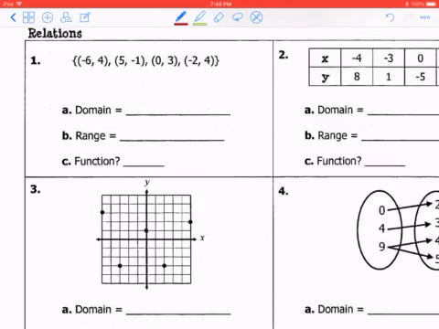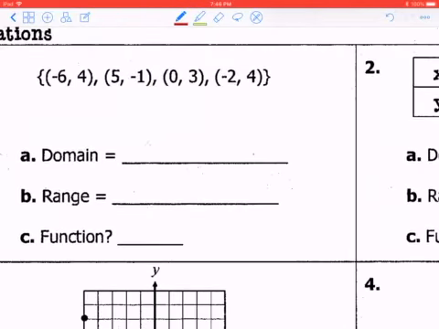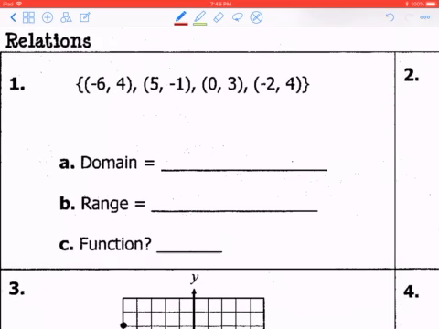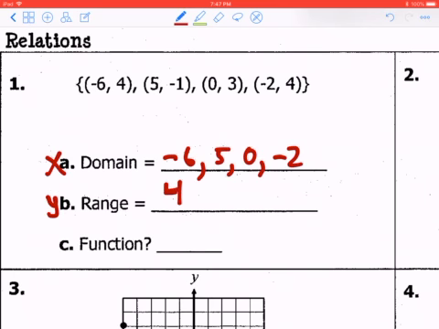Alright, this is going to be our review. This is video 1. Number 1 is asking us for the domain, and again, that is our x value. So I'll look at my x's and put down all my x values. My range is my y values, so I put down all my y values that I see.